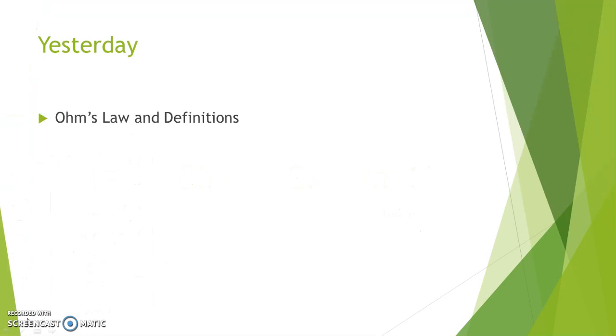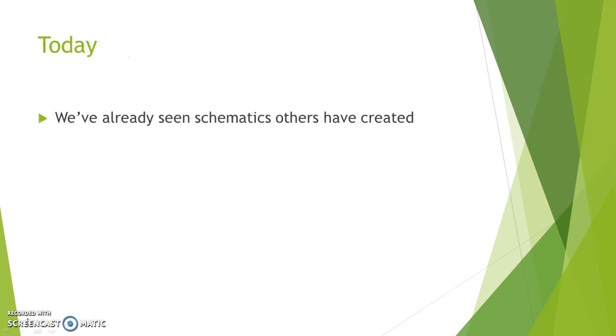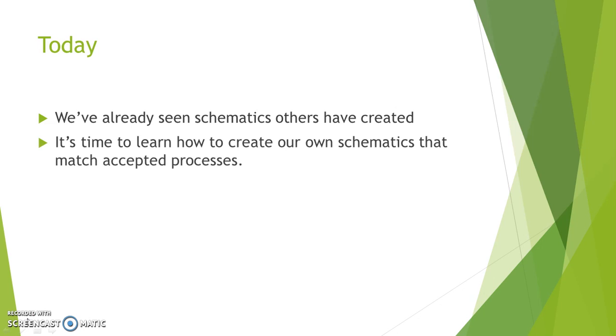Yesterday we talked about some of the definitions to do with circuits and to do with electricity. We talked about Ohm's law. Today we're going to talk about schematics. We're going to talk about communicating circuits in an accurate manner. Now I know we've already shown some pictures of these things, but what we'd like to do is to understand how to create our own schematics that match accepted processes, particularly in North America.